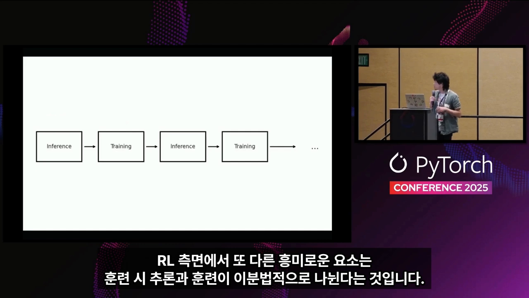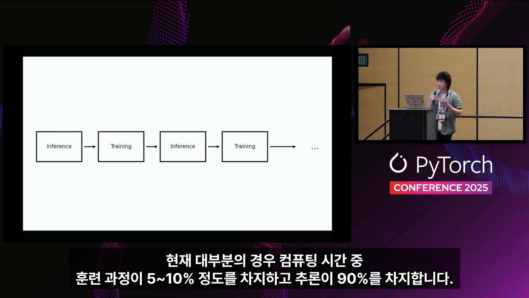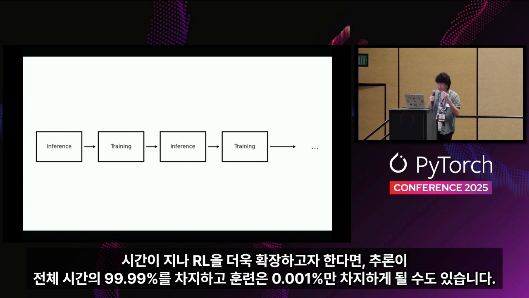In terms of RL, there's also an interesting factor: there is an inference and training dichotomy. Essentially, you do inference first, and then you train to get the RL algorithm to work, and then you do inference, and then you do training. Currently, for most people, the training process takes around 5 to 10% of the compute time, and inference is 90% of the time. As time goes on, if you want RL to scale even further, then inference might take 99.99% of all time, and training will only take 0.001% of time.